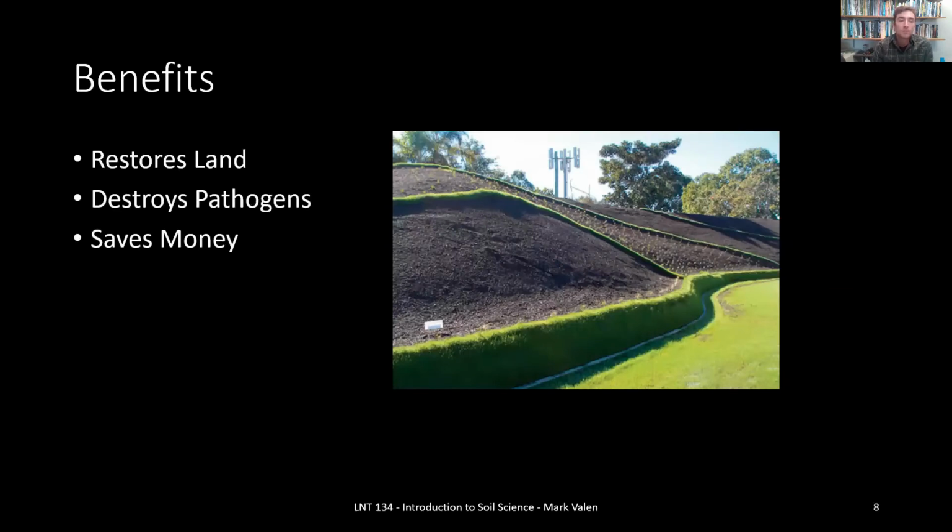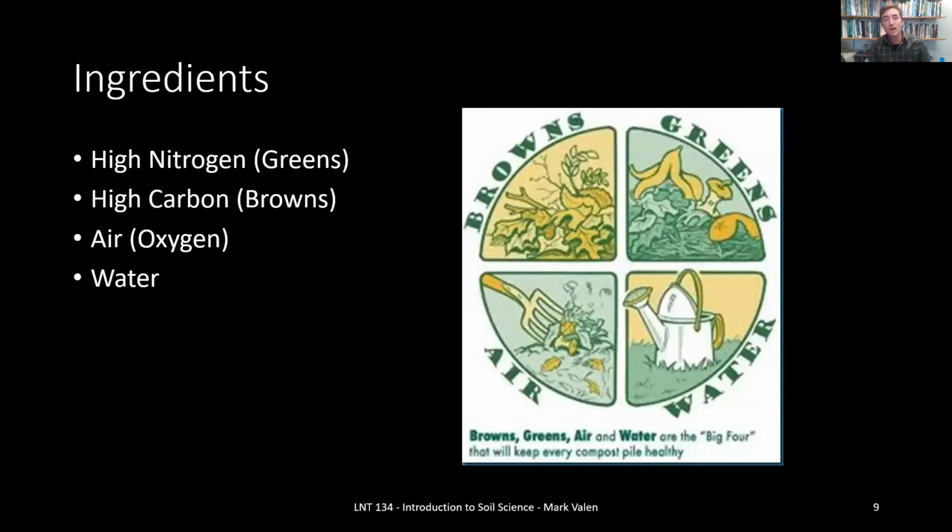And finally, compost can help to restore the land if topsoil and organic matter has been lost. It can help to destroy pathogens, and it can save you money, because without the work that compost does, if you want to grow some plants, you're going to have to do that in other ways. And it's going to take you time, money, energy, material. Compost does it naturally. So let's talk about the general ingredients of compost, how to make it.